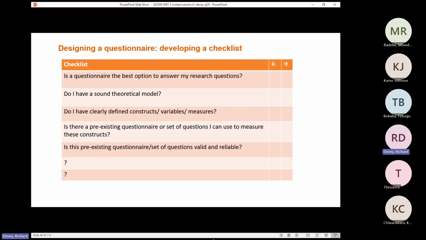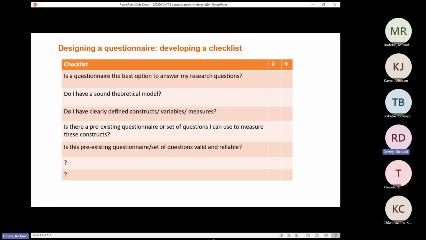Okay, so this is the list that I've developed, and I'm going to go through it quite quickly. The first question is, is the questionnaire the best option to answer your research questions? Not just that, but is it the best option for the sample that you're targeting in the study? Linking back to what Mfumo was saying, if you have a group of people that a questionnaire is not really going to work for, either because of language or because of knowledge, can they respond to this questionnaire? You might need to use a different option. Sometimes an interview might be a better option than a questionnaire, depending on who you're targeting.